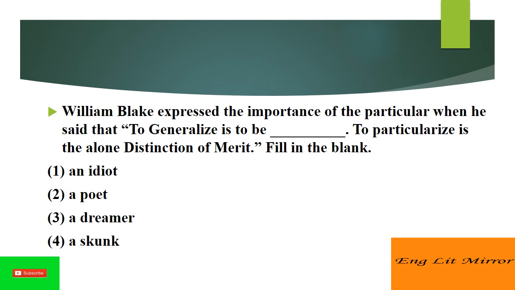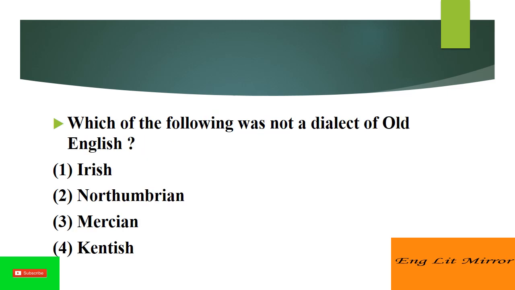William Blake expressed the importance of the particular when he said that to generalize is to be dash. To particularize is the alone distinction of merit. Fill in the blank. Answer is option 1, an idiot. Which of the following was not a dialect of Old English? Answer is option 1, Irish.